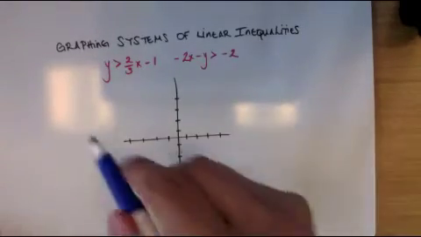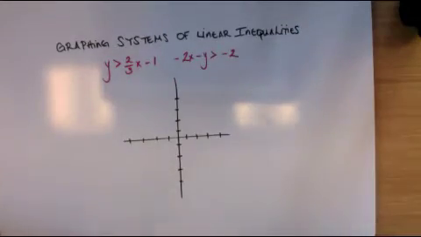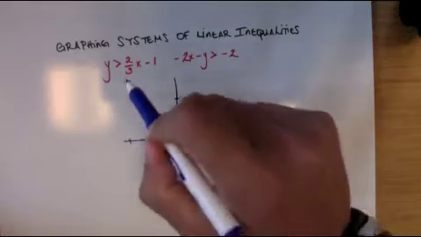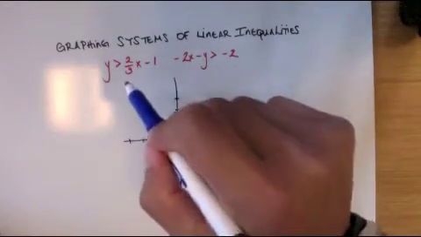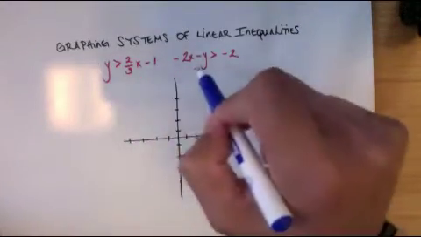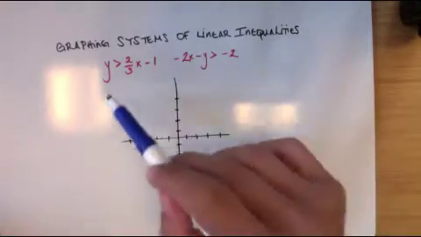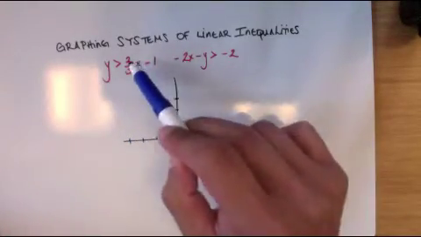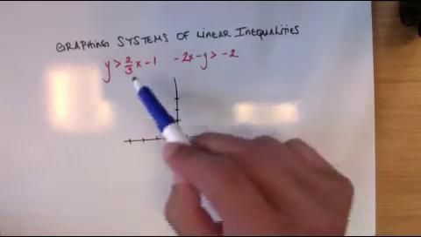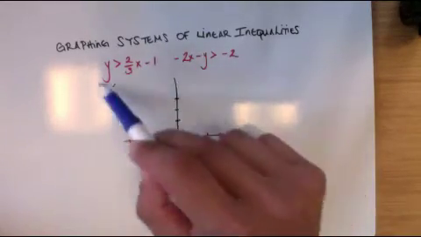Hey guys, today we're going to go ahead and learn about graphing systems of linear inequalities. Last time we talked about graphing only one inequality. Now we're going to have two inequalities on the same graph. So if you notice, I have one in slope-intercept form and the other one in standard form. So I'm going to do the slope-intercept form first.